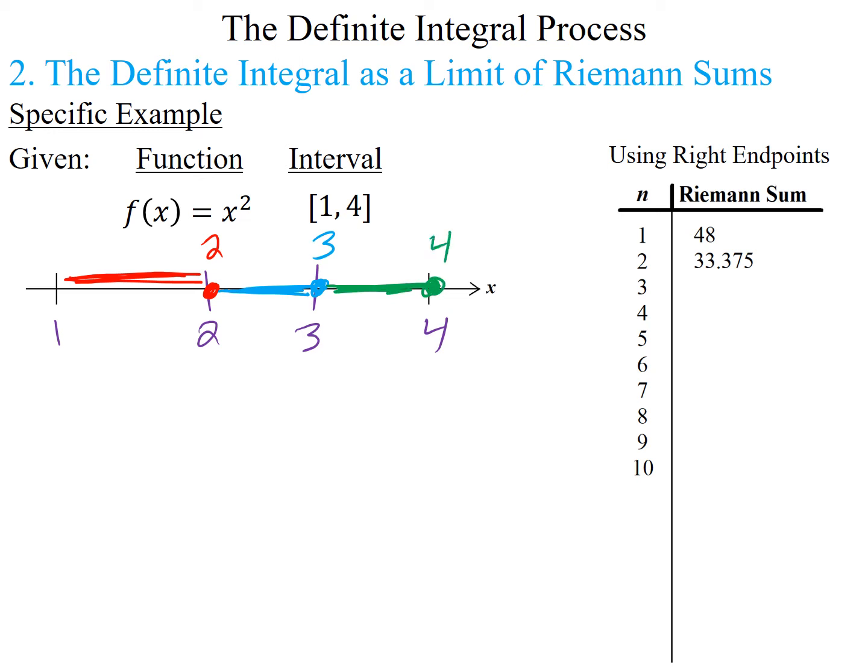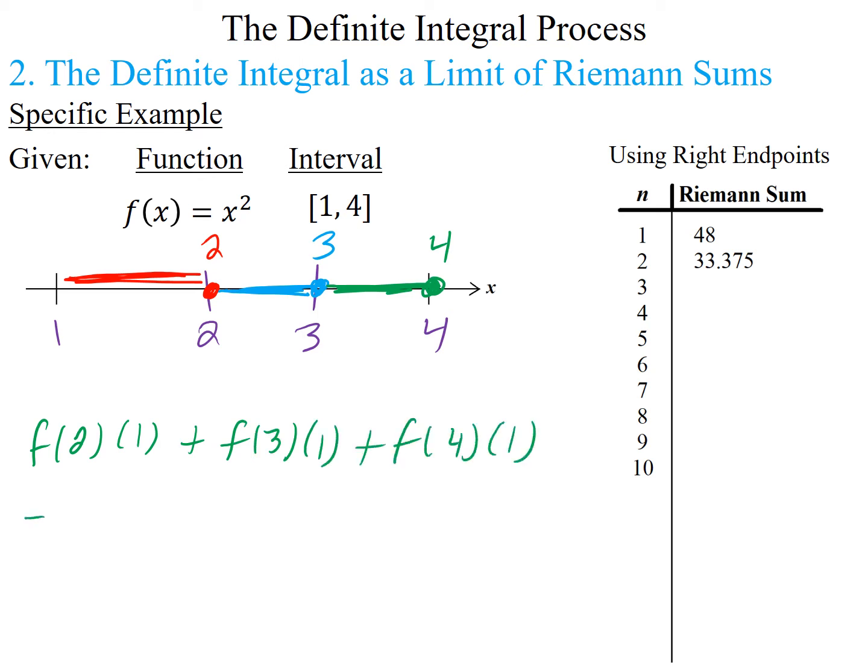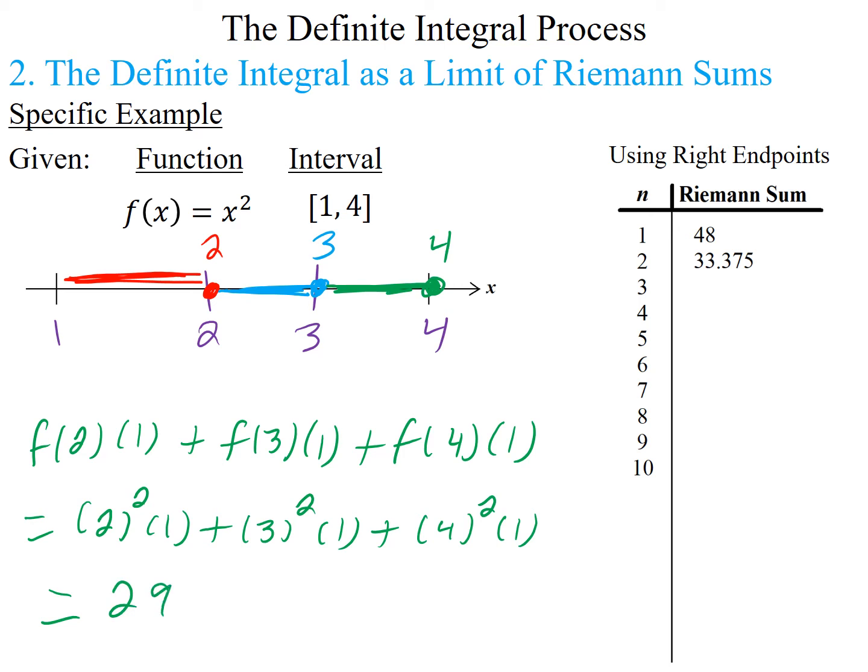So the Riemann sum would be f of 2 times the width of the interval. Each width is 1 plus f of 3 times 1 plus f of 4 times 1. So 2 squared times 1 plus 3 squared times 1 plus 4 squared times 1. And we're done calculating that. You get 29. We're going to put that here.